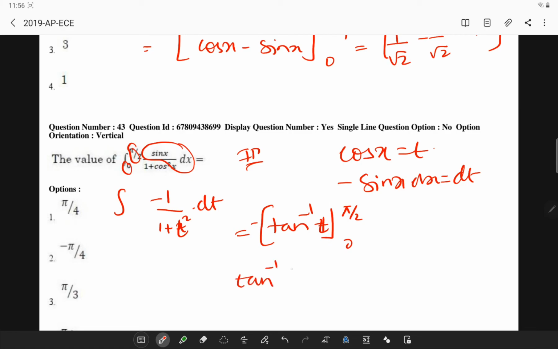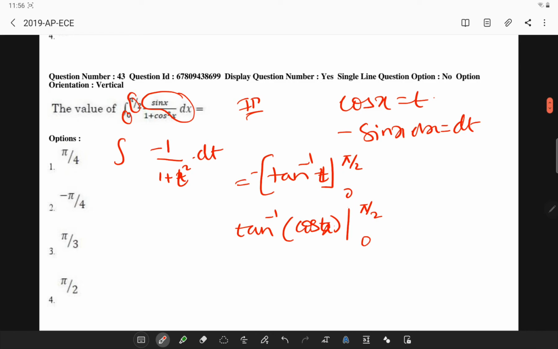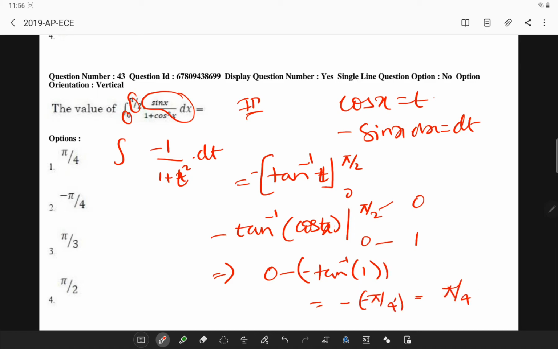I'll be left with tan inverse of cos x with limits pi by 2 and 0. So with a minus ahead, this can be written as 0 minus tan inverse of cos 90, which is 0, and cos 0 is 1. So tan inverse of 1, which translates to minus of pi by 4. I'll be getting directly pi by 4.